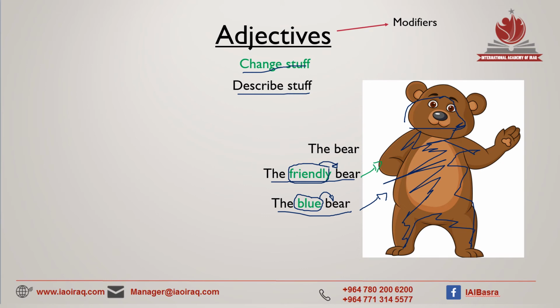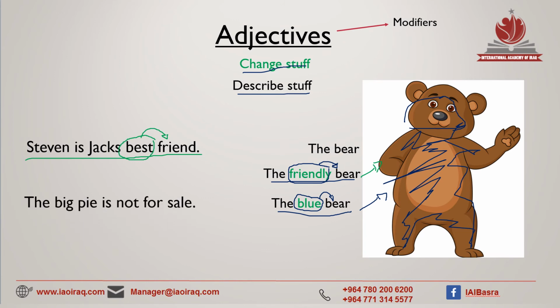So let's put this into action with some sentences. First one is, Stephen is Jack's best friend. So in this sentence here, which word is modifying another word? If you guessed best, you are correct. The word best is modifying friend. Stephen is Jack's best friend.